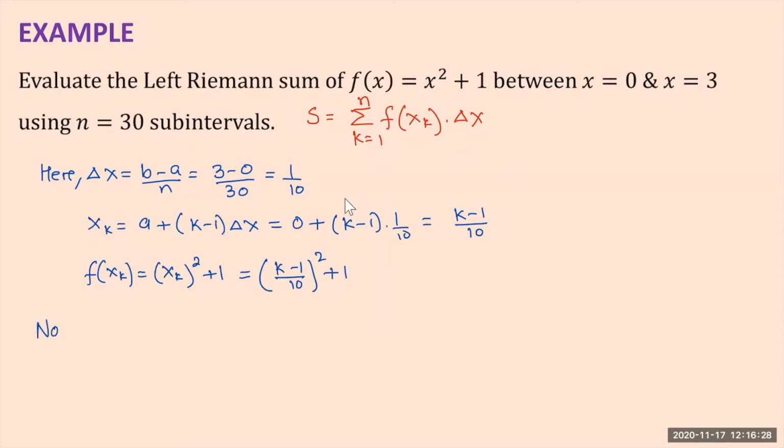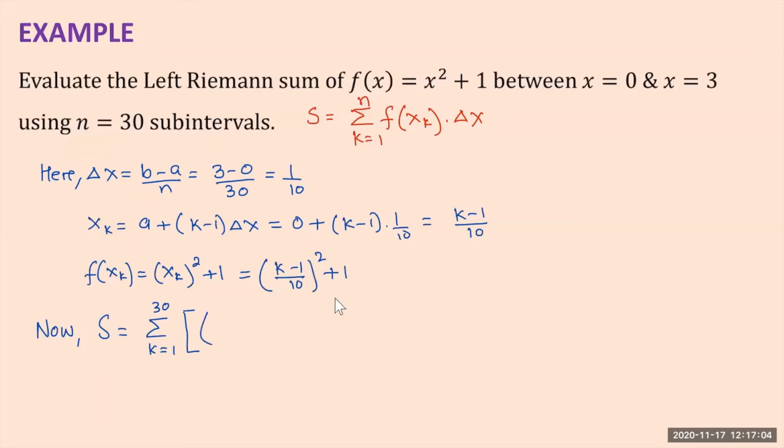Now, the Riemann sum using the left Riemann sum, in this case we are using the left Riemann sum because xk is a plus k minus 1 delta x. That is equal to summation k equal to 1 through n. In this case, n is 30, so k equal to 1 through 30. And then what I need is f of xk multiplied by delta x. f of xk is this one. f of xk is here.